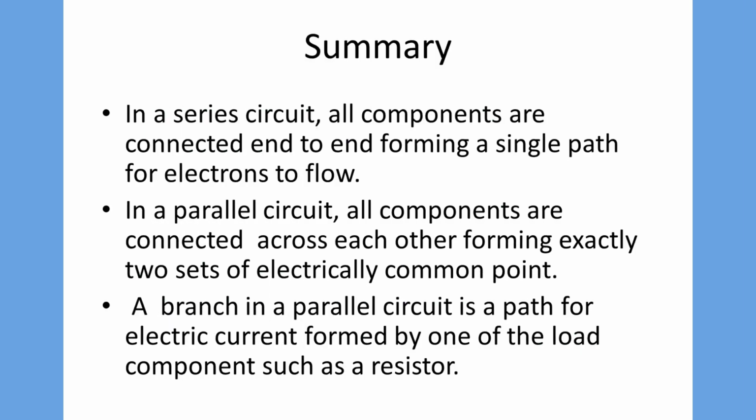The summary is that in a series circuit, all components are connected end to end, forming a single path for electrons to flow. In a parallel circuit, all components are connected across each other, forming exactly 2 sets of electrically common points. The third thing is that a branch in a parallel circuit is a path for electric current, formed by one of the load components, such as a resistor.